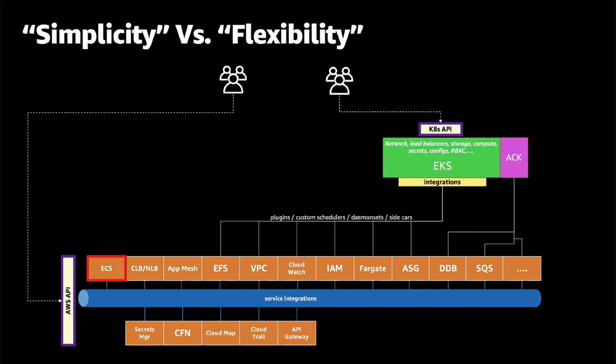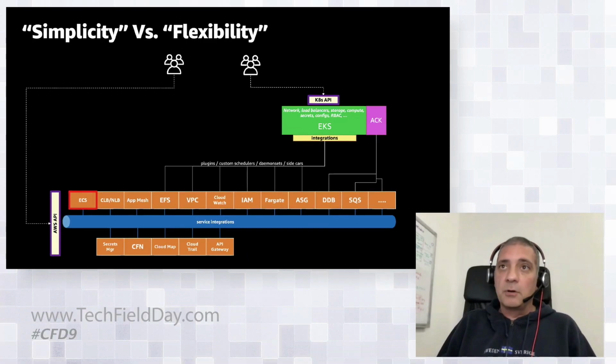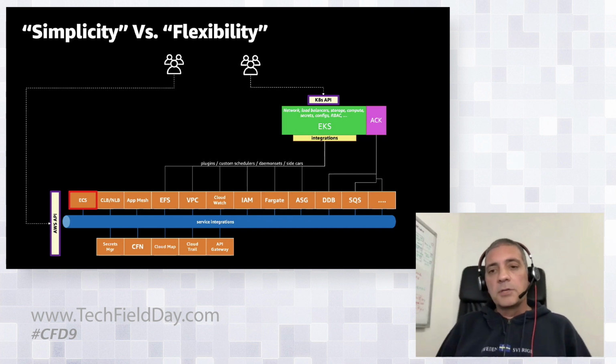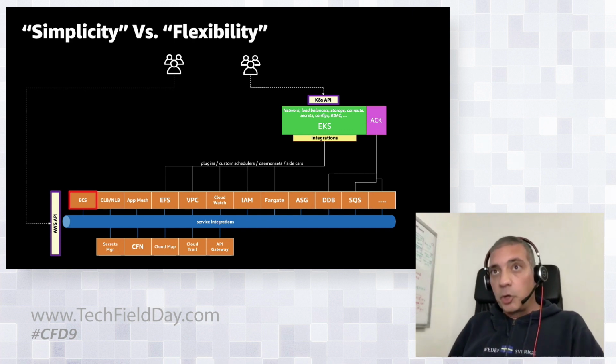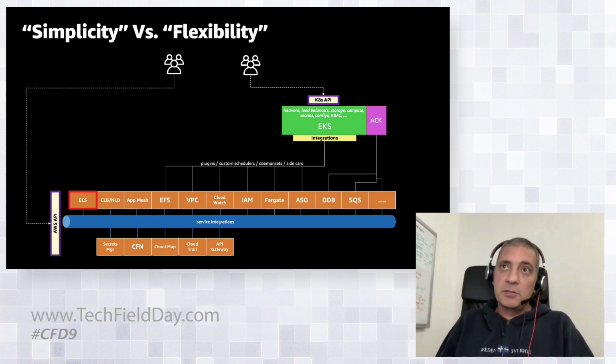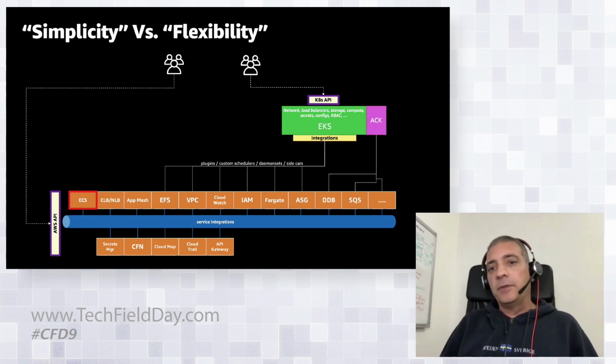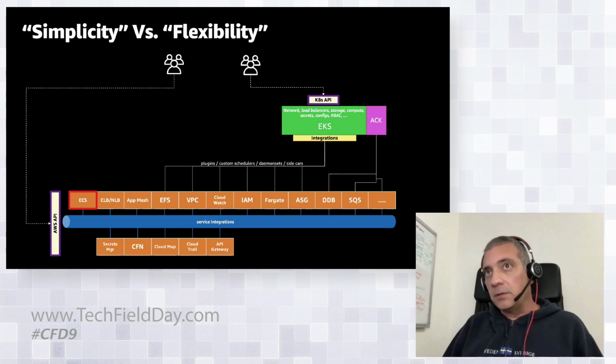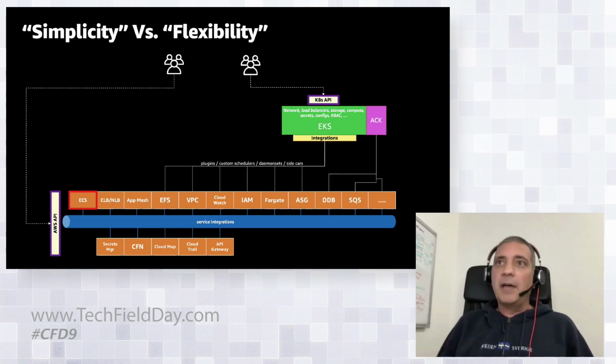So if you use the AWS API, you get access to the now almost 200 services that we offer. However, if you come in through the Kubernetes API, you can only consume a fraction of those services. So the AWS Controller for Kubernetes allows a Kubernetes user to use the Kubernetes API to provision services that are outside of these traditional Kubernetes integrations. Examples being DynamoDB, RDS, SQS.